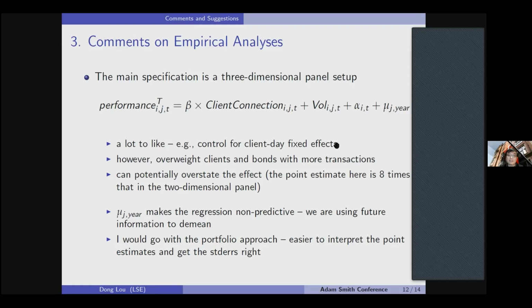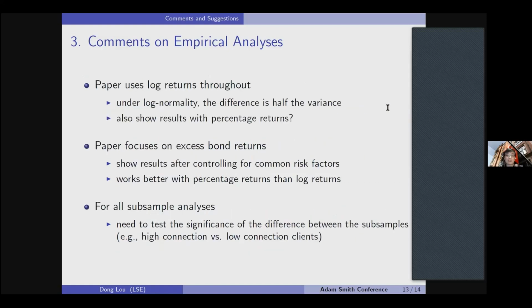A minor thing: you also control for bond-year fixed effects. I'm not a big fan of bond-year fixed effects, and the reason is once you do that, the regression is no longer predictive, right? Because you're demeaning bond returns using the entire year of returns. So you're using future information to demean the current return, which is not ideal. I would just go with the portfolio approach. I think it's much easier to interpret and get the standard errors right. These are minor things, and I'll send the discussion slides to the authors later.